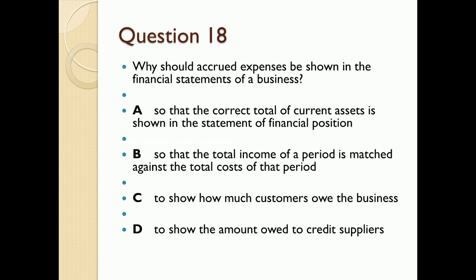Option B is so that the total income of a period is matched against the total cost of that period. You know that accrued expenses or accrued incomes, the adjustment is made due to the matching principle. Option C is to show how much customers owed the business. There isn't any question of customers. Option D is how much is owed to credit suppliers. That is also not the case. So you got the answer, that is B.